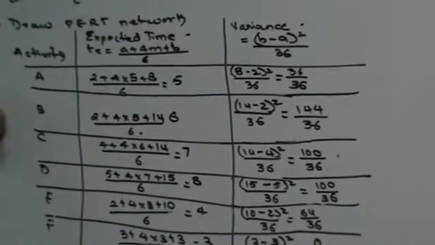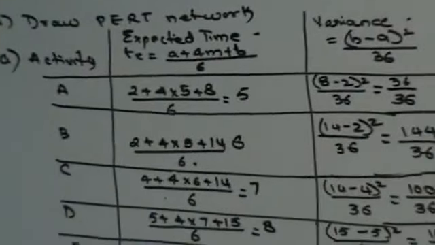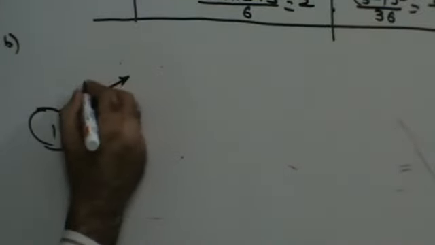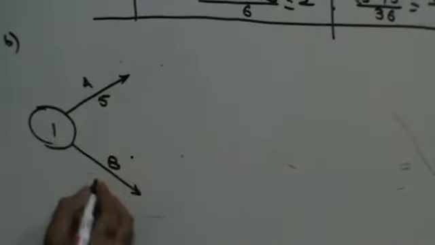So the first thing that you have to do, when you are doing PERT analysis, is draw your timetable. Then you draw your network diagram, right? Let's start from activity A. So you have event 1. Nothing precedes A, nothing precedes B. So from event 1, you're going to have activity A and activity B. What time will I consider? I will consider the expected time. The expected time of activity A is 5 days and the expected time of activity B is 6 days.